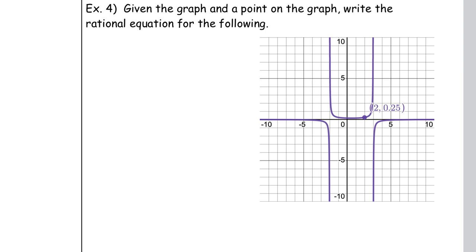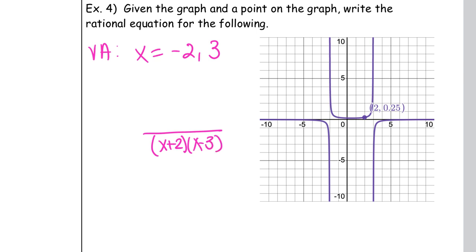Okay, here we go. Now we have to write one, which we're still going in the same order. The first thing we have to find out is what are our vertical asymptotes. So when you look at them, what are they? It's +3, -2. Okay, so I'm going to put -2 and 3. Yeah. So this is a squared one. So let's see. I currently have x +2, x -3.